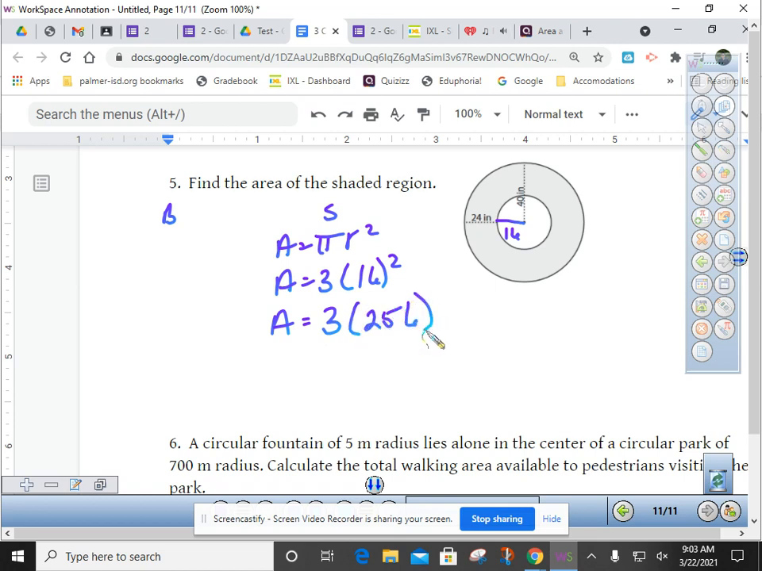If you don't have this written on your paper, now is the time. What is 3 times 256? 768. Awesome. Now we're going to do the big one. I'm going to skip the whole formula.